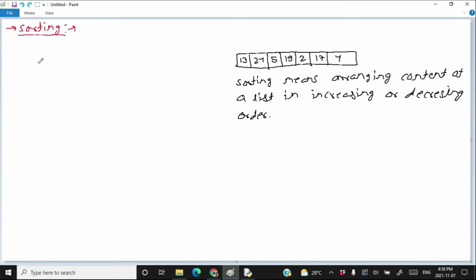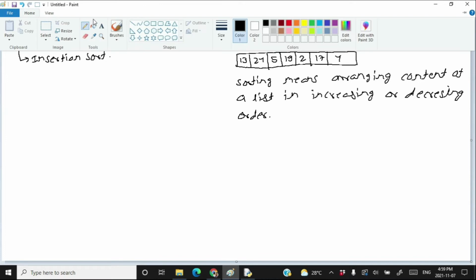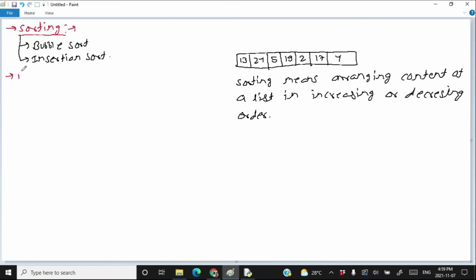There are various available techniques of sorting, but in class 11th, we are going to learn about two types of sorting. First one is called bubble sort and second one is called insertion sort. Let's start with bubble sort.